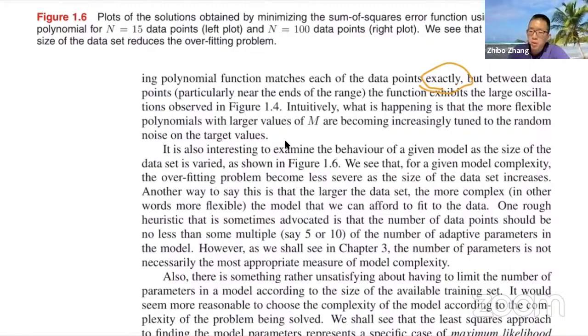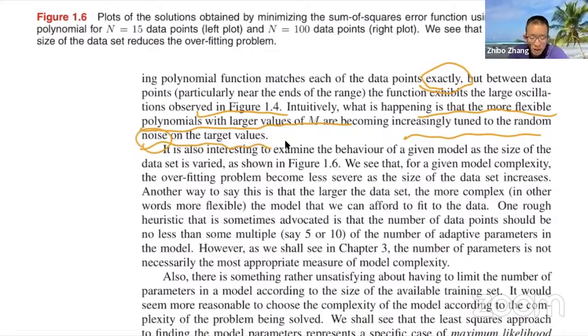So we see that even the ground truth function sin 2πx is not fitting the training data perfectly because, you know, there is Gaussian noise we manually added on top of the data points. That leaves some deviations between the actual data points and sin 2πx, right? Intuitively, what is happening is that the more flexible polynomials with larger values of M are becoming increasingly tuned to the random noise on the target values.